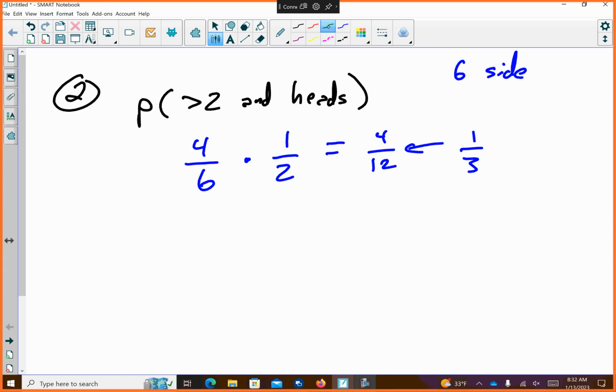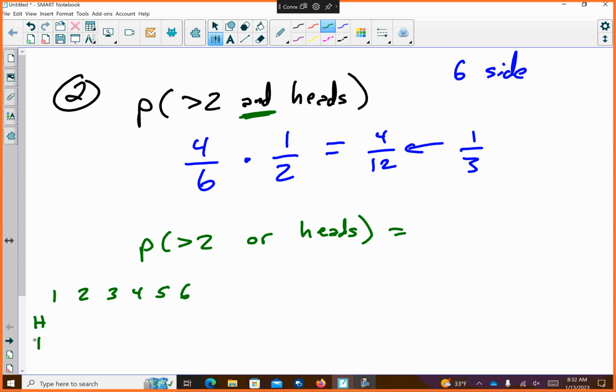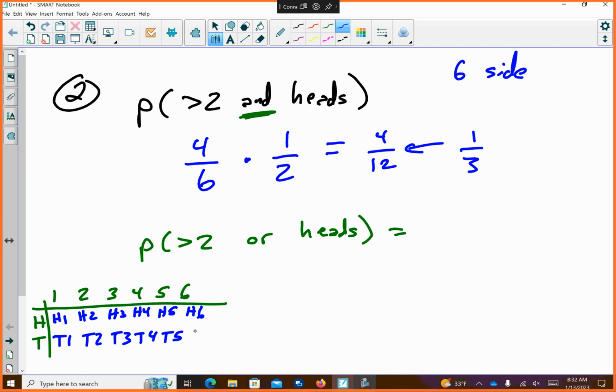But then we want to talk about the or. So this was the and. Let's do the same thing, but change this. And this is going to be a lot more outcomes. This is where you have to be sure you're not double counting events. So basically, if you made your grid, you can sometimes see this: heads 1, heads 2, heads 3, heads 4, heads 5, heads 6, tails 1, tails 2, tails 3, tails 4, tails 5, tails 6.